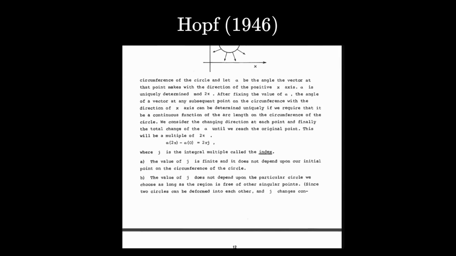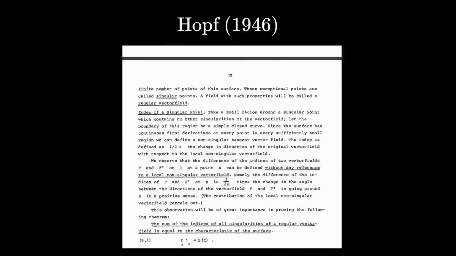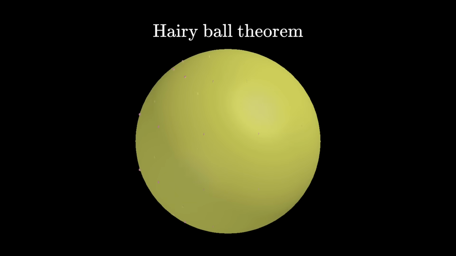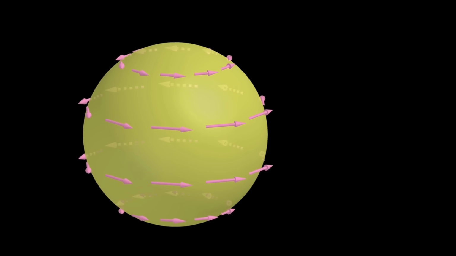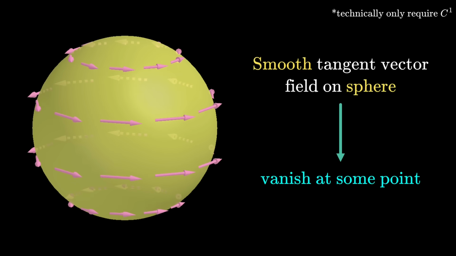You've probably seen the 3Blue1Brown video on the hairy ball theorem, but there is an even more elegant proof by Hopf back in 1946, which we are going to illustrate. To catch everyone up to speed, the hairy ball theorem roughly states that a smooth tangent vector field on a sphere will always have some point where it vanishes.